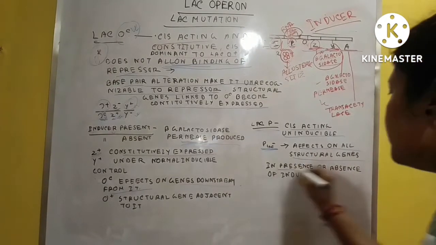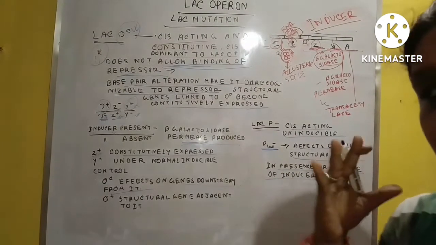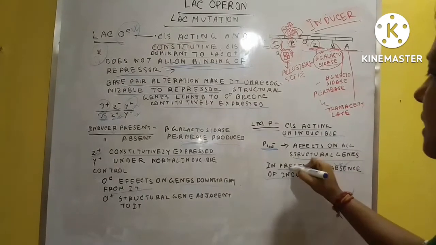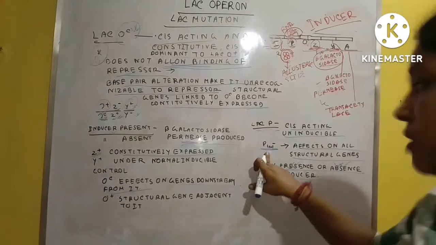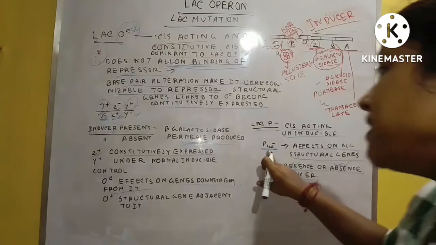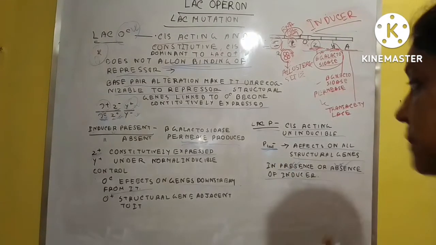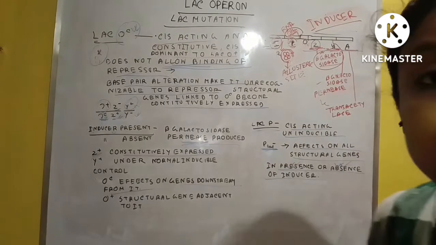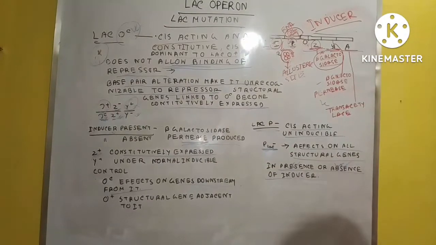So in the presence or absence of inducer, imagine that P is mutated, P Lac minus. In that situation, the RNA polymerase cannot bind here. So whether the inducer is present or absent, it is not affected. The structural genes' transcription is not possible and translation is also not possible. So, these are the mutations.